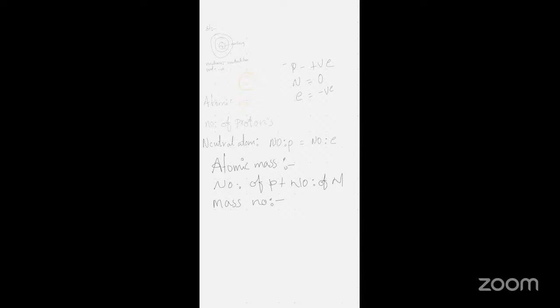Mass number is also the total number of protons plus the total number of neutrons. But the only difference is that mass number need not always be a whole number, whereas atomic mass will always be a whole number. Got it? Mass number, based on the naturally occurring isotopes of the elements, will be in the form of decimal values. Both are measured in units of AMU.